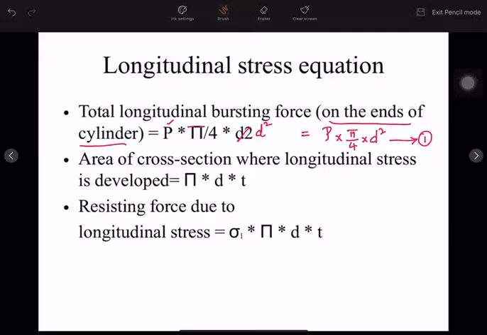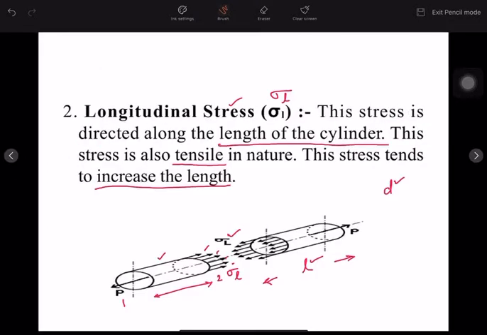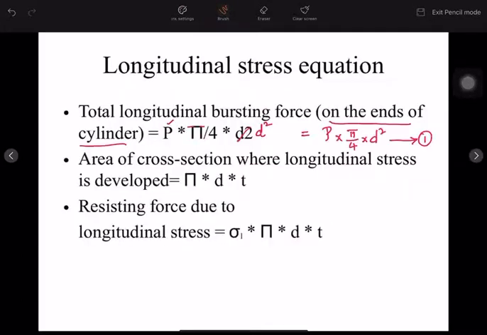And where is this longitudinal stress developed? Along this cross section, which can be written as pi into d into t. So the resisting force due to longitudinal stress can be written as sigma L into pi into small d into small t. This will be our second equation.